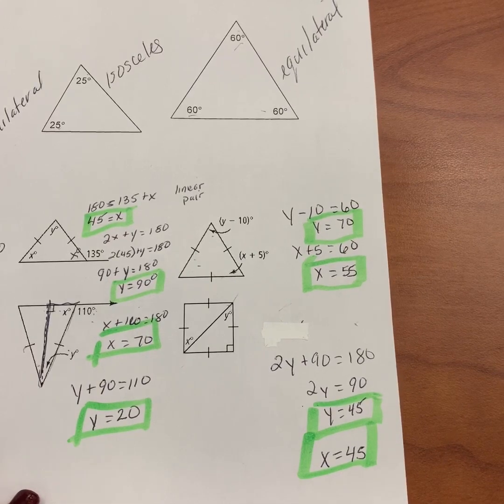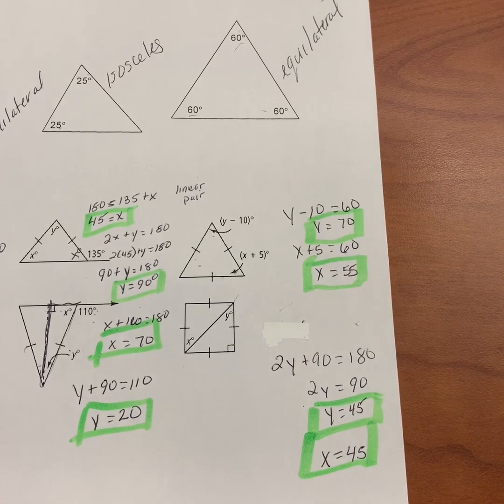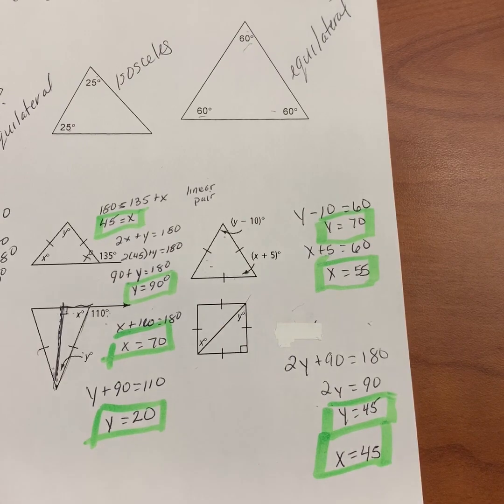You're going to use the relationship formed by isosceles and equilateral triangles to find angles and sides, perimeter, the sum of all the edges. So if you have any questions tomorrow while working on the worksheet, let me know.